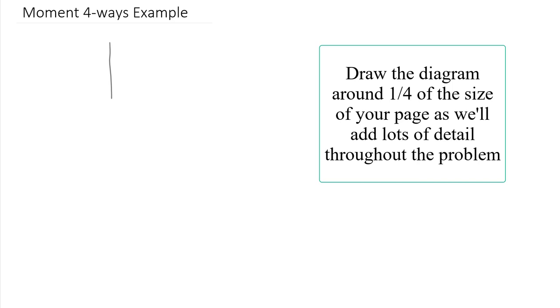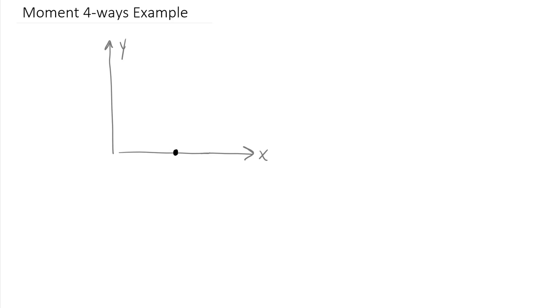So the scenario we'll use for all four of these solutions is the following. Here's my axis system. We're going to go with a horizontal X, a vertical Y, and we have a location right over here. It's going to be 4 units to the right of the y-axis. Call this point A.